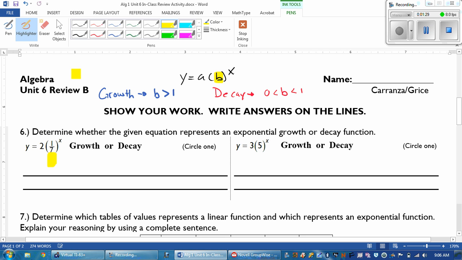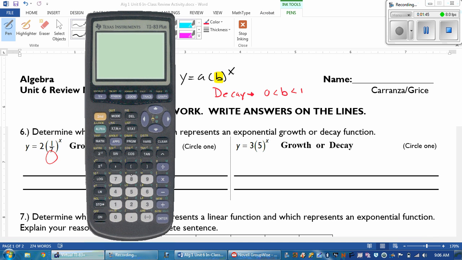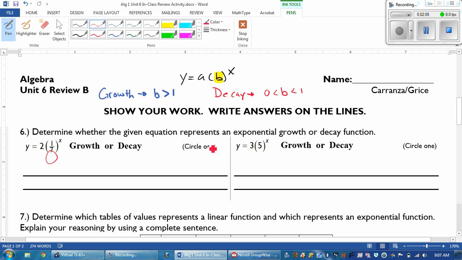So number 6, first part, looking at b, what's going on there? You know what I'm highlighting now. Right there. What's going on? Is that growth or decay? Well, if you don't know, the first thing that we got to do is figure out what is 1/7. What does 1/7 mean? Oh, it's a fraction. Well, yes, it's a fraction, but can you see what's going on with the fraction? Is it greater than 1, or is it in between 0 and 1? Yeah, it's in between 0 and 1, which means it is decay.